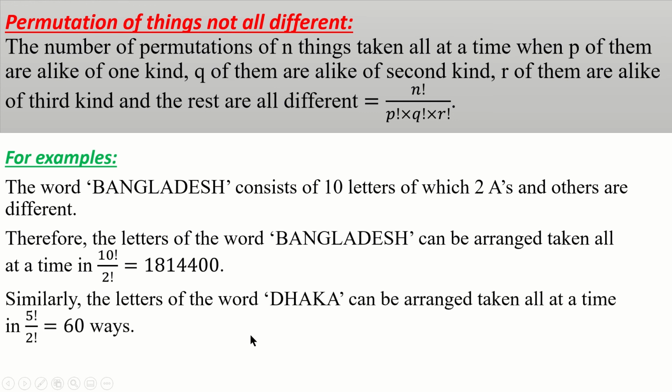Another example, the word Dhaka. Here, how many letters? Total 5. Are all different? No. Here A is used 2 times. So the total number of arrangements will be 5 factorial divided by 2 factorial, which is equal to 60. Clear everyone?